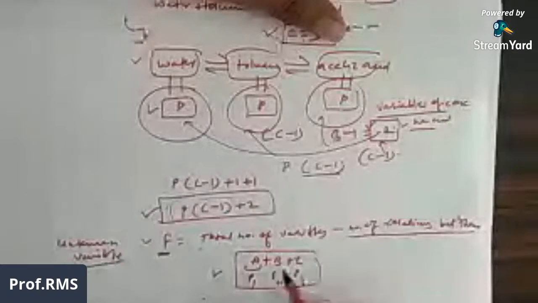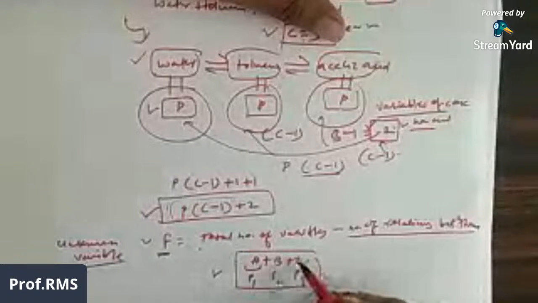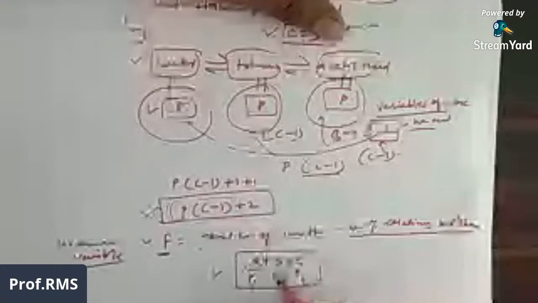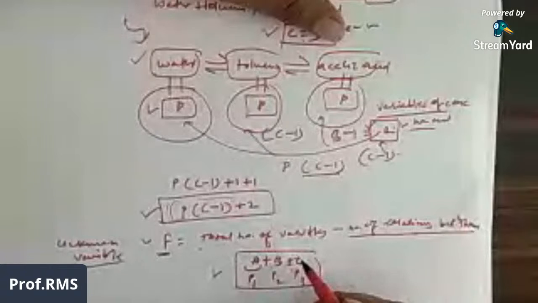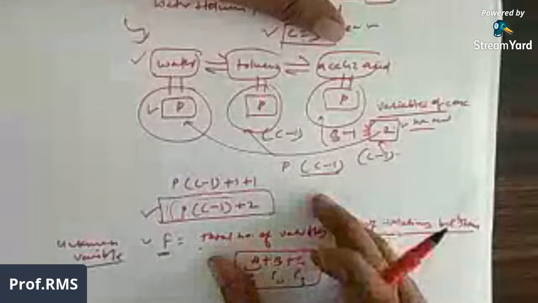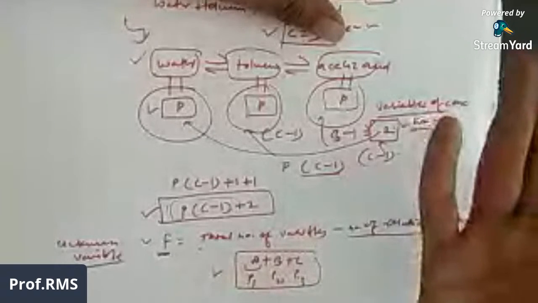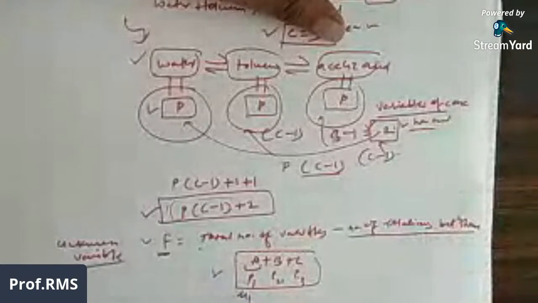We are getting two equations for this condition. What I am saying is, if we have a three component system A, B plus C, and this is a multi component system with phase P1, phase P2 and phase P3. So we have three phases. For three phases the chemical potential should be the same for each phase. The chemical potentials are mu1, mu2 and mu3.